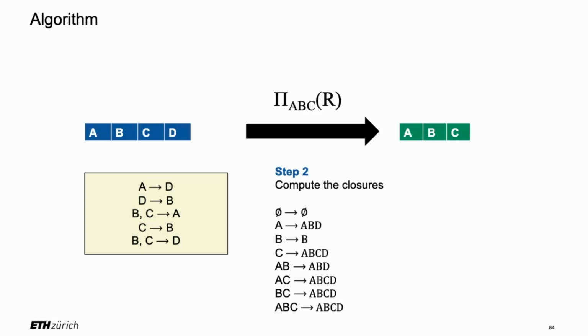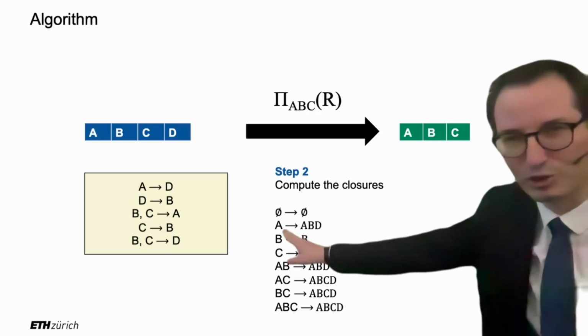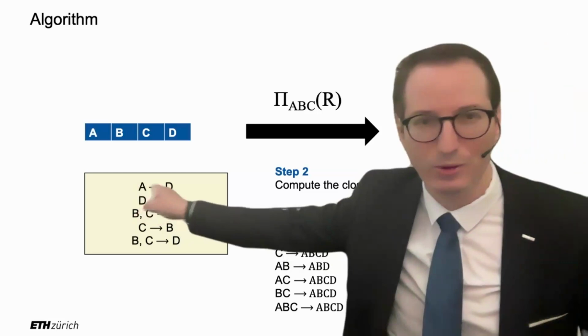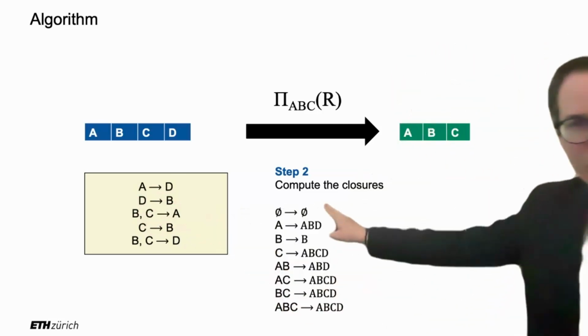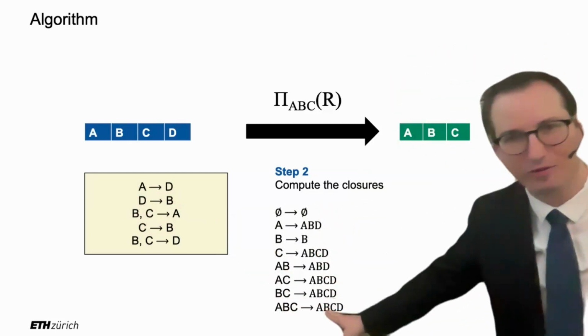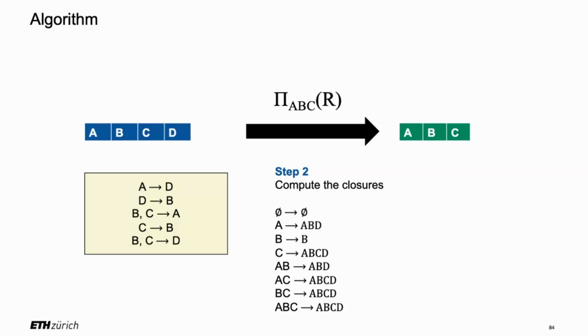So I did it for you. For example, you see that the closure of A, if you start with this one here, is ABD, because from A you can derive D and then you can derive B, so that gives you ABD. I computed the closure for all of them. Okay, so that's very brute force, but that's something I warned you about.